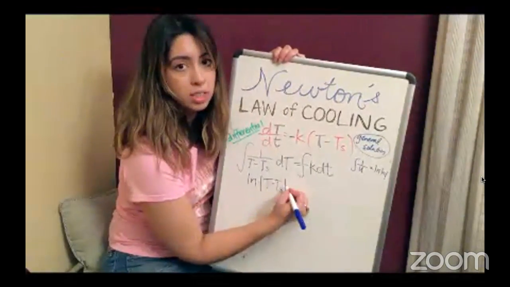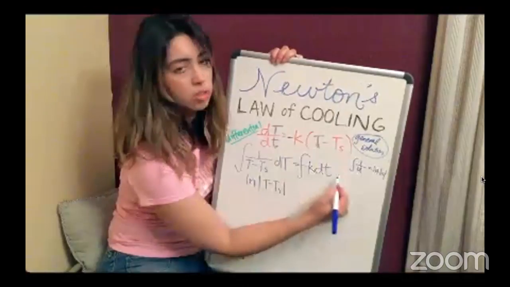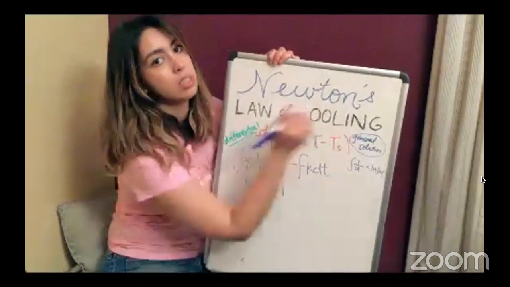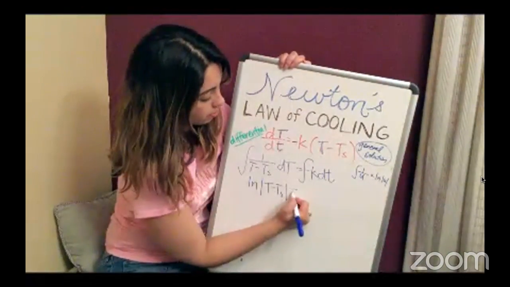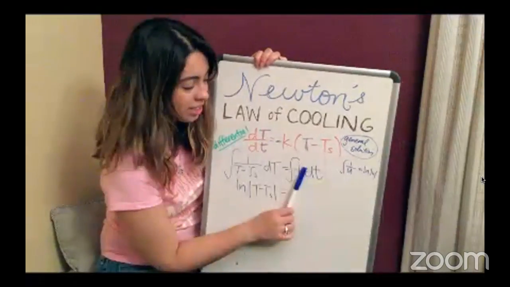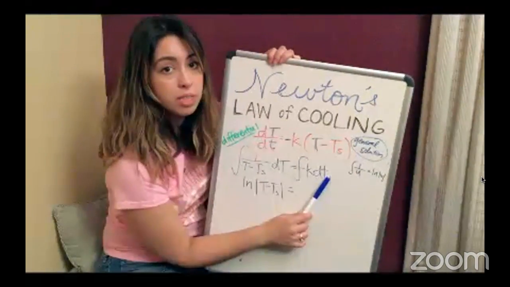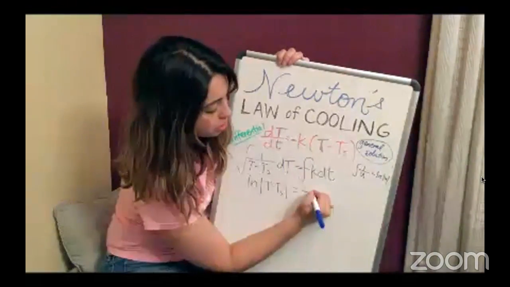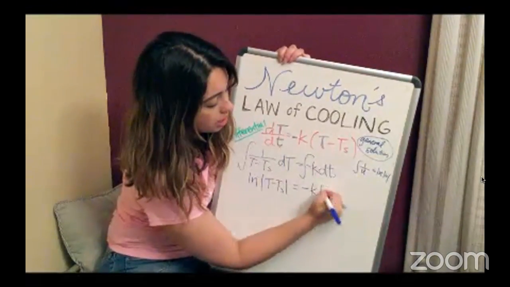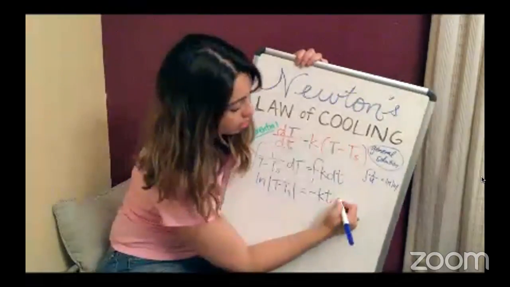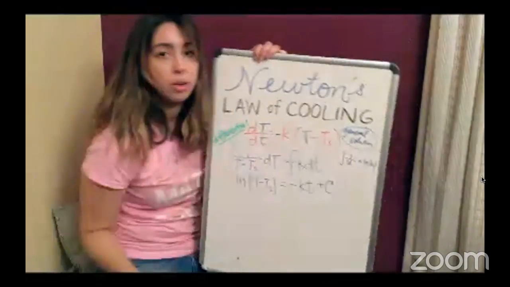Normally we add the constant, but since we're still going to be integrating on that side, we'll add the constant to the other side. The integral of any constant is the constant times the variable here. So the variable is t, so this integral is going to be negative k times t, and now we're going to go ahead and add our constant there.